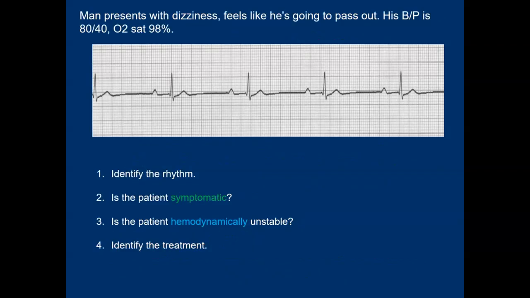All right, let's use this information on how we can help assess and therefore treat our patients with the best plan. So you've got this patient that presents with dizziness and they feel like they're going to pass out. Blood pressure is 80/40. Oxygen saturation is 98%. So the first thing you want to do on the exam and in the real world is figure out what kind of rhythm this is.